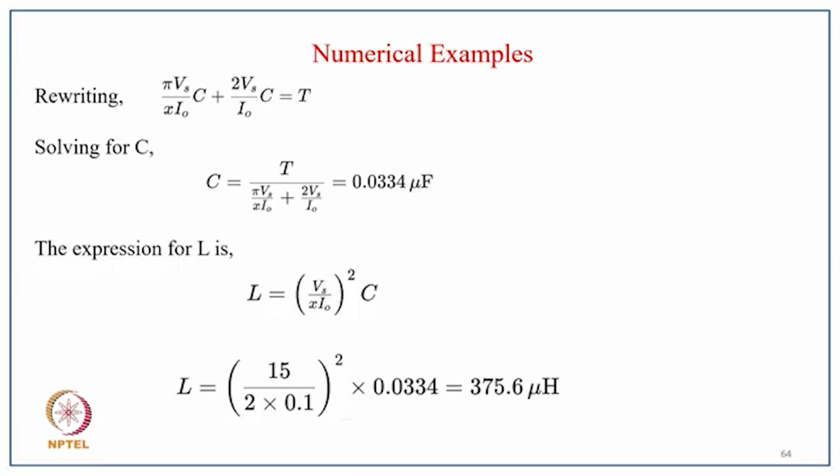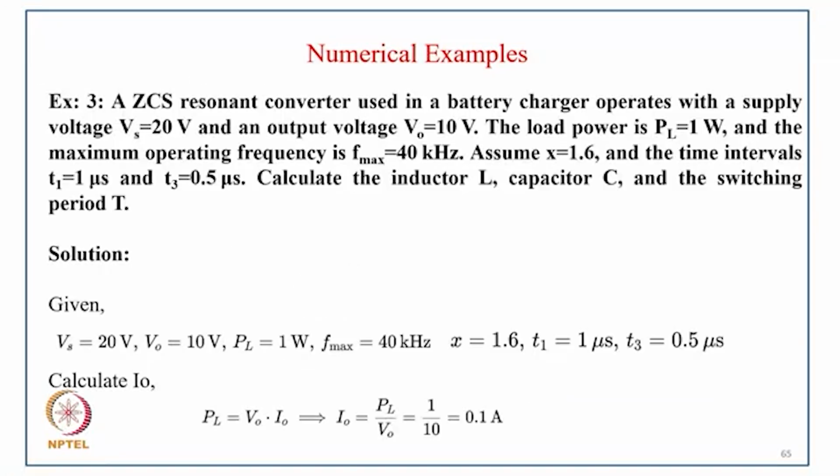So rewriting, pi Vs C upon X I0 plus 2Vs upon I0 into C equal to T, and solving for C equal to T upon pi Vs upon X I0 plus 2Vs upon I0, equal to 0.0334 microfarad, and the expression of inductor L equal to Vs upon X I0 whole square C. So from which, putting value, we get L equal to 375.6 microhenry.